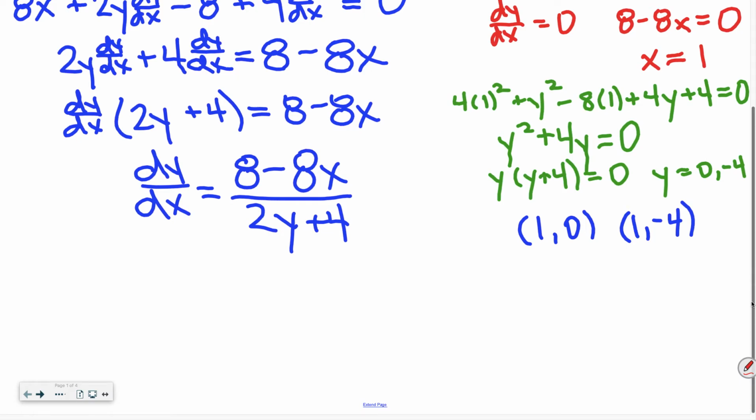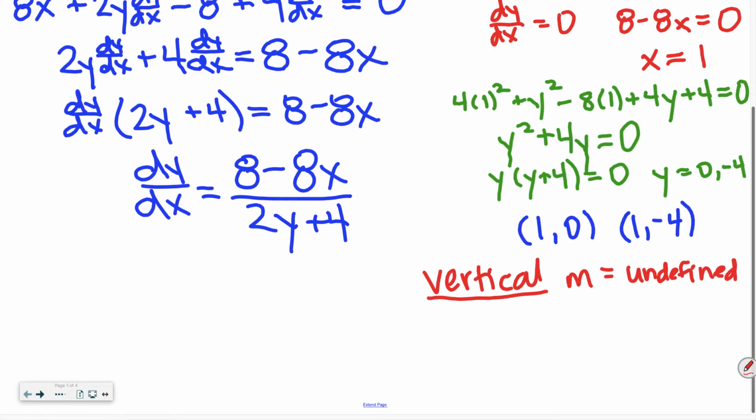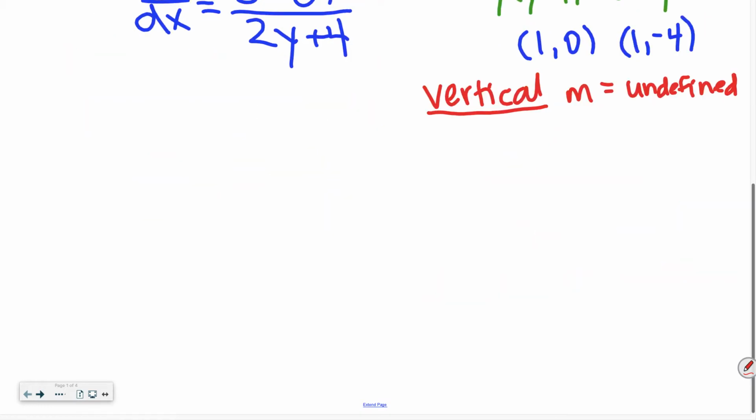For vertical, what does that mean about slope? The slope is undefined. Okay, a vertical line has undefined slope. So if we want a vertical tangent line, what do we want to have happen with our derivative? We want it to be undefined, which means if we have a fraction, we want that denominator to be 0. Okay, so we're going to take 2y plus 4 and set it equal to 0.